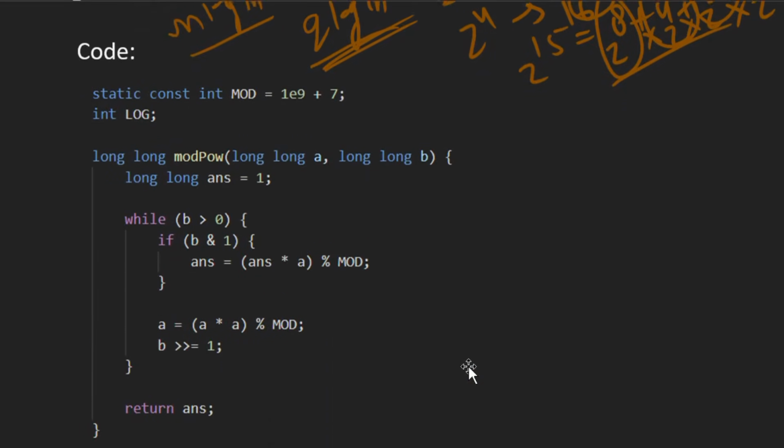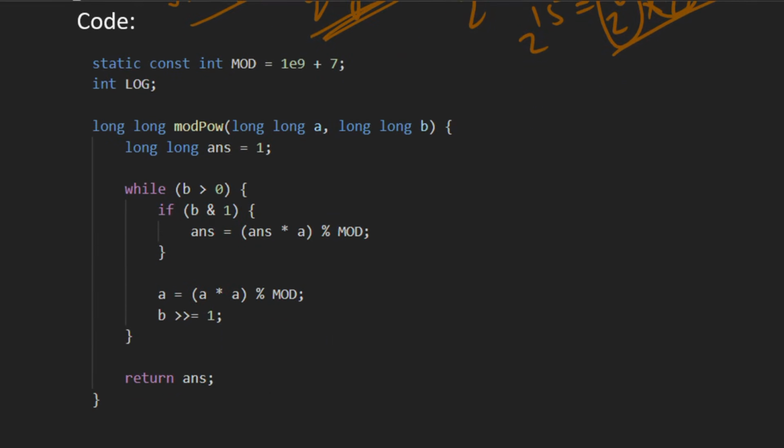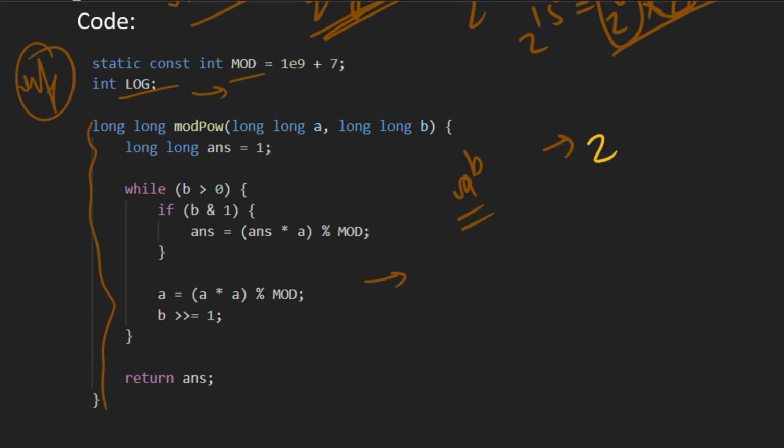So let's move to the code part. In the code we have taken two variables, a modulo variable and a log variable. This will store the number of levels that we have in the up table, right? And this function mod power is used to calculate a to the power b using binary exponentiation. This will be helpful to find 2 to the power k minus 1 in log n time, right?